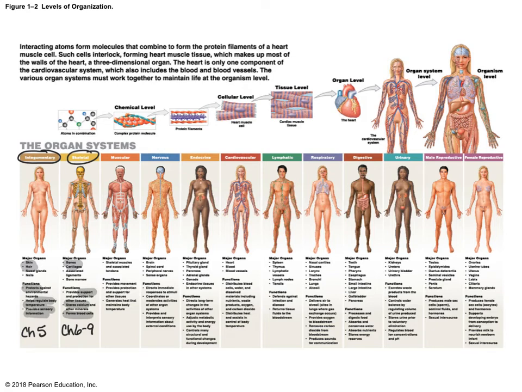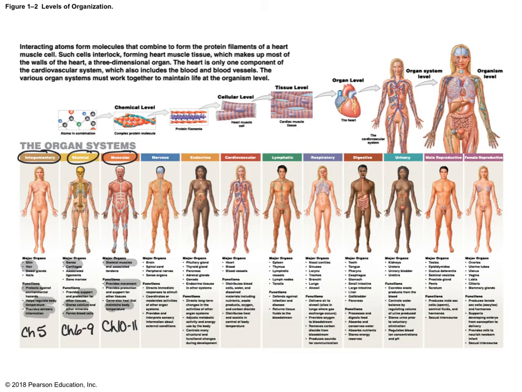Then we're going to look at the muscular system. The muscular system will be in chapters 10 and 11. And in the muscular system, the major organs are skeletal muscles. And that functions basically for movement, but it also can help to protect and support other tissues. And skeletal muscle can also generate heat and help to maintain body temperature.